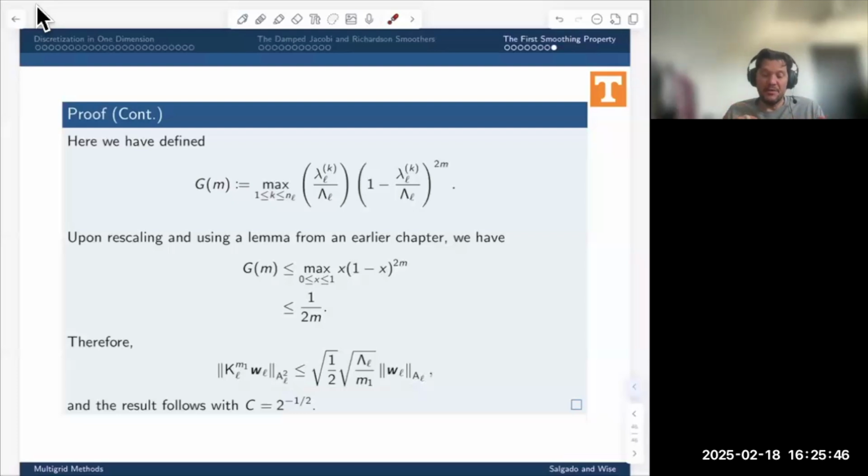We need a smoothing property, and we need an approximation property. So this is just one of those components. We've established the smoothing property. What I'm going to show you in the next few slides is that we can obtain the other two properties as well, with a kind of asterisk.